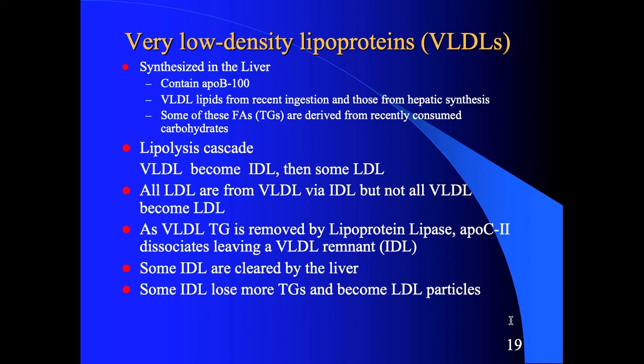We talked about all that. So here's what I mean. Here's a fun fact. Here's the lipolysis cascade. VLDL become IDL, and then some become LDL. All LDL are from VLDL via IDL, but not all VLDL become LDL, right? So what that means is all of the LDL come from VLDL. So there are some things that we can do that control the amount of VLDL that we make. And if we control that, it affects LDL, because that's the only place LDL can come from. But some VLDL remnants are cleared by the liver. So not all VLDL become LDL.